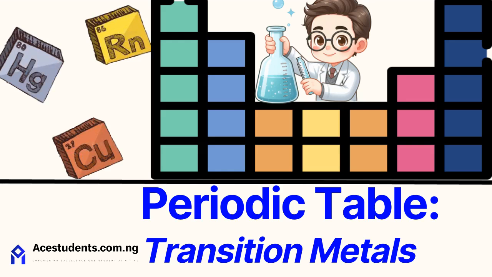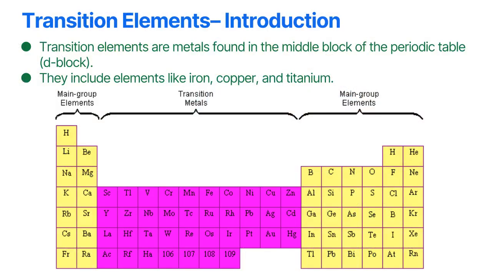Welcome to this lesson on transition elements in chemistry. By the end of this lesson, you will understand their properties, uses, and importance in the periodic table. Transition elements are metals that are positioned in the central block of the periodic table, often called the D block. Examples include iron, copper, and titanium.